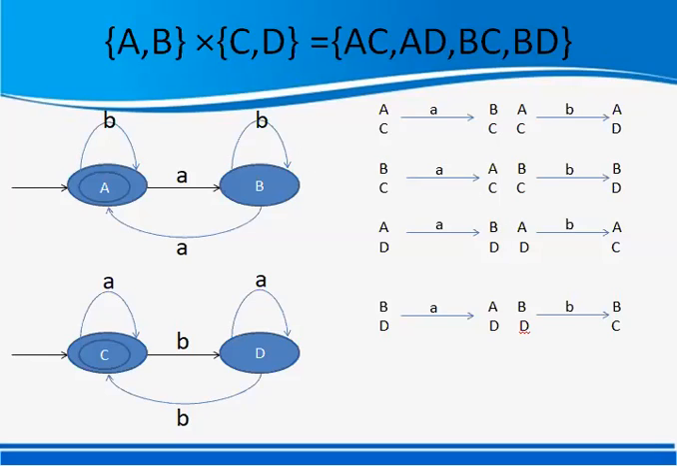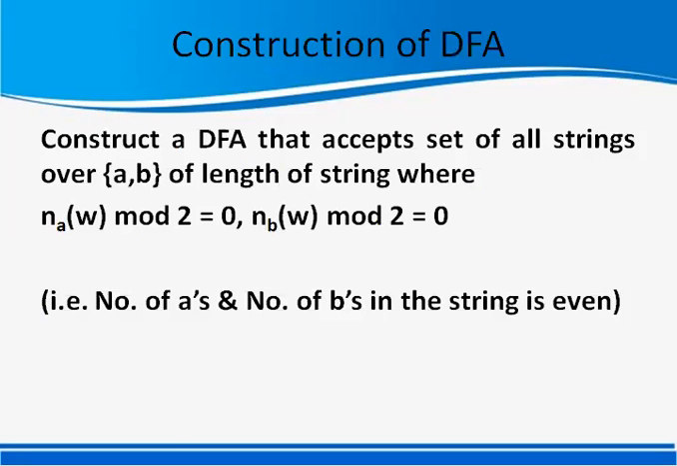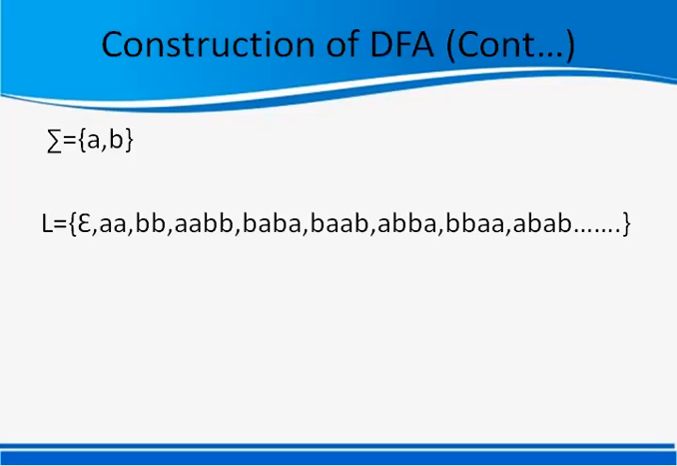Today we will construct the same DFA using the second method. As stated earlier, we have to construct a DFA that will accept the set of all strings over a and b where the number of a's and the number of b's must be even. Our sigma will be a and b, L will be infinite. We have to accept the empty string and the strings having number of a's even and number of b's even.